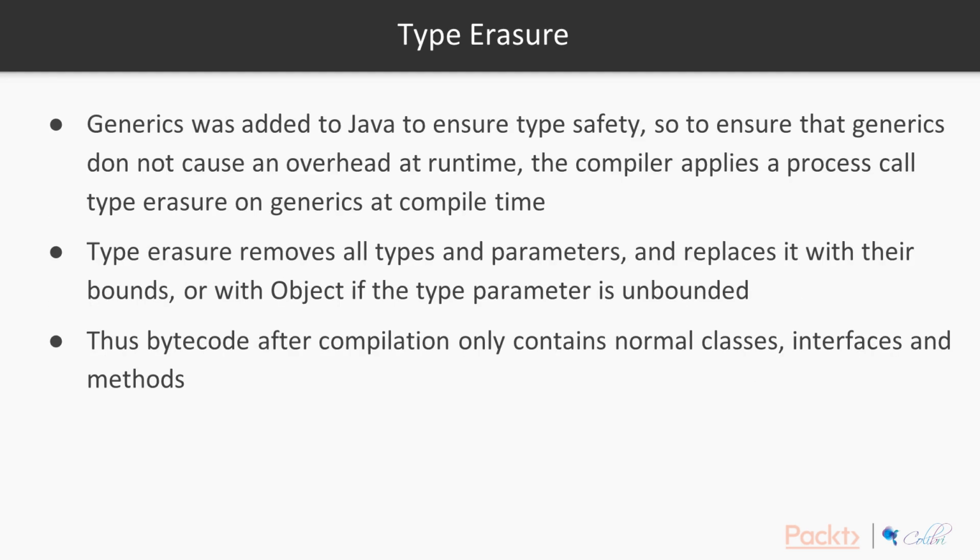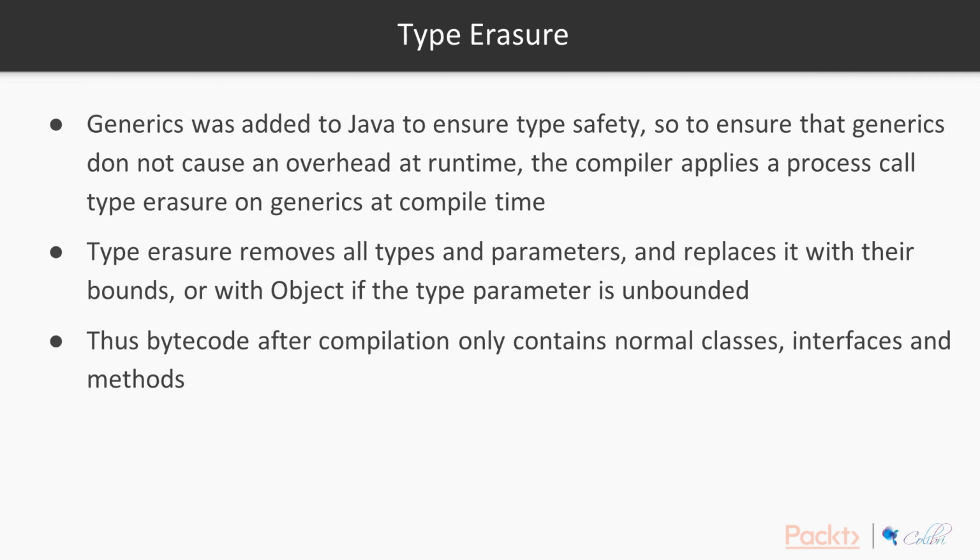Another thing we can do is something called type erasure. Now, generics was added to Java to ensure type safety. So to ensure that generics don't cause an overhead at runtime, the compiler applies a process called type erasure on generics at compile time. So essentially the compiler is trying to do as much of the work of this as possible at compile time, so there's not additional work for the JVM to do at runtime to ensure that these bounds are met. So type erasure will actually remove all types and parameters and replace them with their bounds, or with object if the type parameter is unbounded.